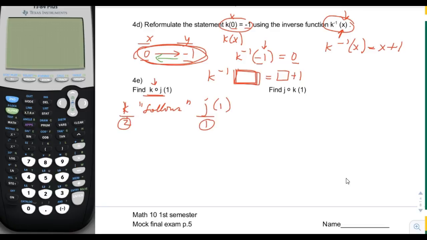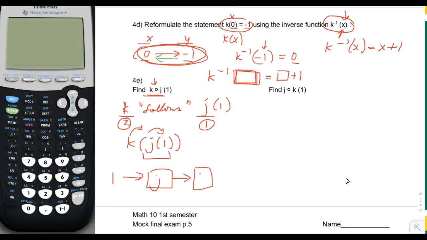Okay, if you're good with function notation, you can write it like this, which means, oh, first J operates on 1. After that, whatever comes out of J operating on 1 is fed into K, and K operates on that. If you like the function machine notation, what's happening here is that 1 gets fed into J first, and then the result of that gets fed into K, and then the output of that is the output of everything.